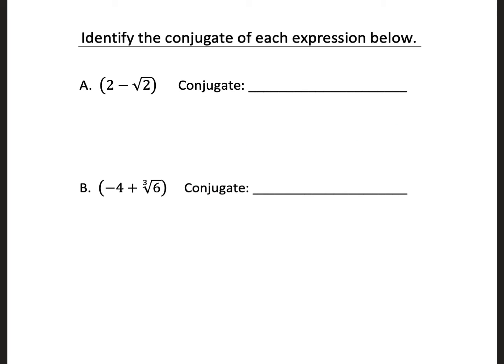All right, for each of the statements below, we need to identify the conjugate of each expression. We have 2 minus the square root of 2. Remember, for the conjugate, you're just changing the sign in between the two terms. So my conjugate is going to be 2 plus the square root of 2. Everything else stays the same. For my second one, we have negative 4 plus the cube root of 6. Again, we just want to change that sign in the middle. So we would do negative 4 minus the cube root of 6 as our conjugate. And that's all you do in terms of identifying your conjugate. Just change the sign.